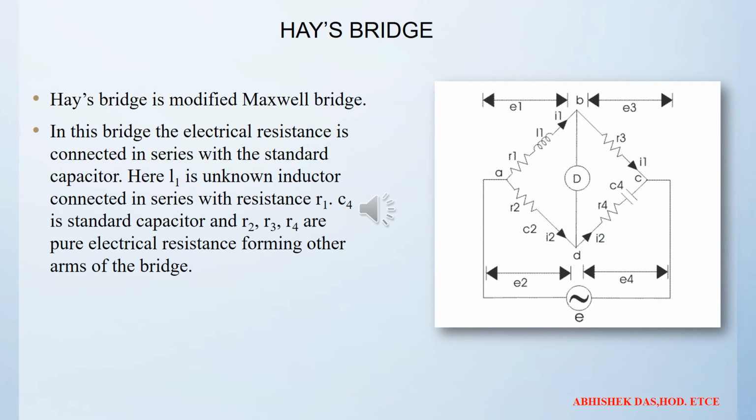And this is the Hay bridge. The Hay bridge is a modified Maxwell bridge. In this bridge, the electrical resistance is connected in series with the standard capacitor. And from the Hay bridge, we can calculate the value of the inductor.